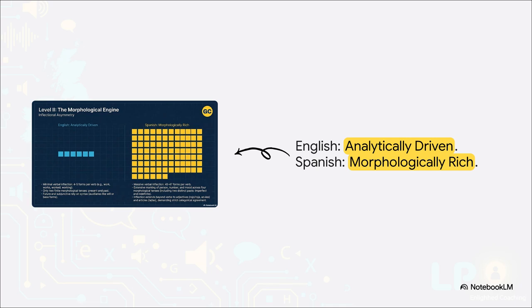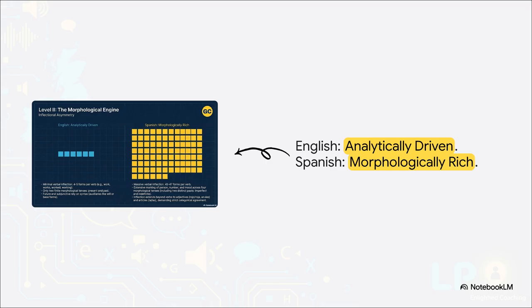English verbs are pretty simple. They have very few changes. You've got maybe 4 or 5 forms, right? Work, works, worked, working. Our grammar is more analytic. We rely on extra words to get complex meanings across. But Spanish? Whoa. It is morphologically rich.